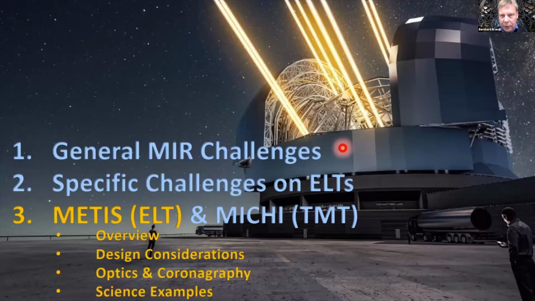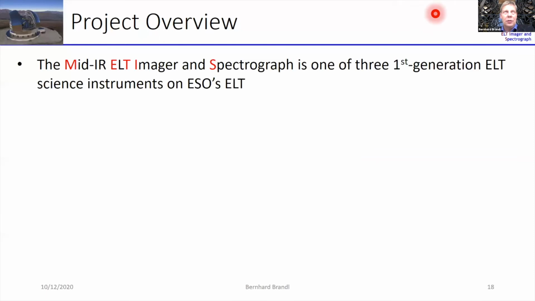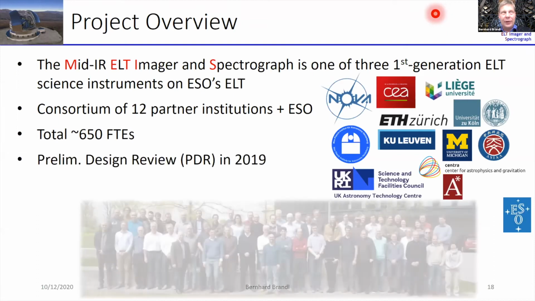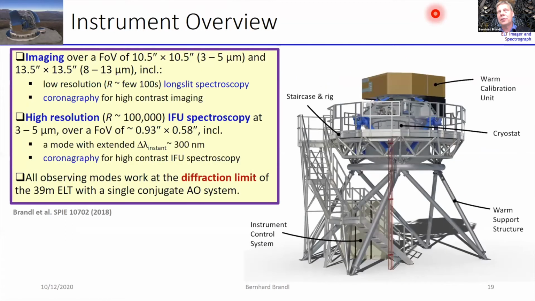I would like to move on by just giving a brief overview of the METIS instrument, which we're building for the ELT. It's one of the 3 first-generation instruments built by a large consortium of 12 partner institutions who invest a lot of effort. And this is just a photo taken of the team who defended the design at the preliminary design review last year. And we hope to see first light in 2027.